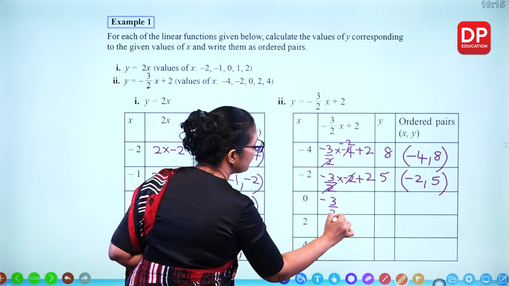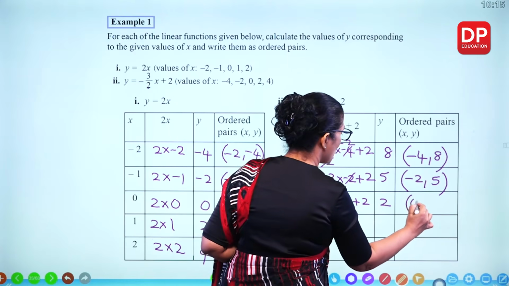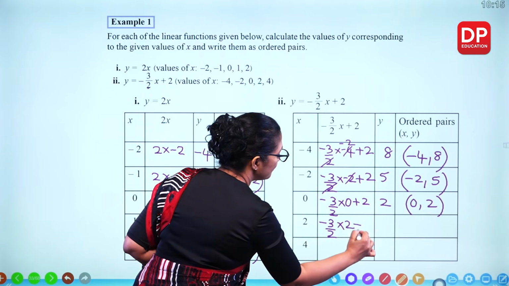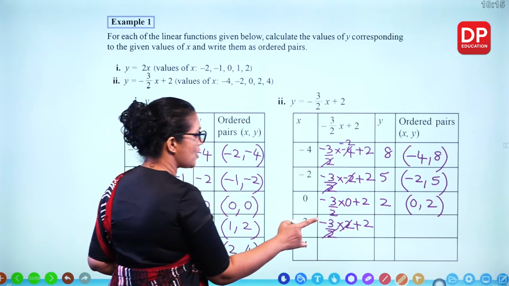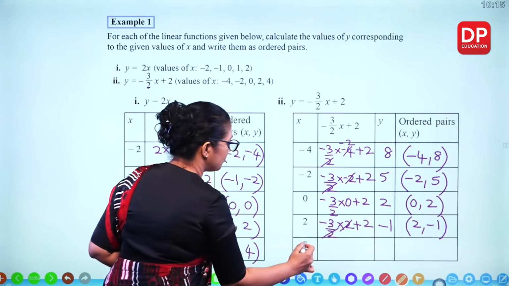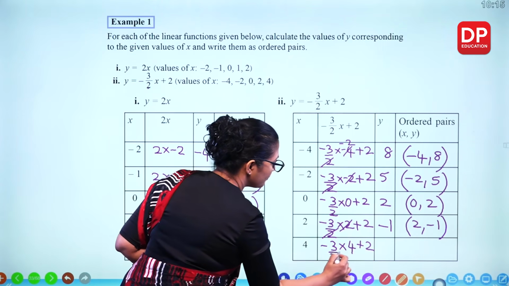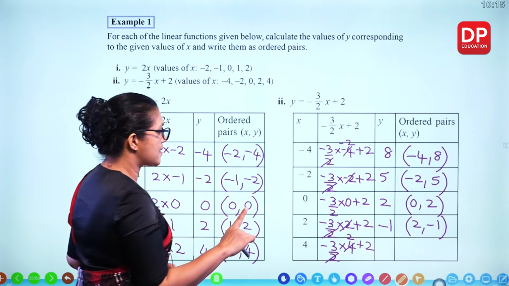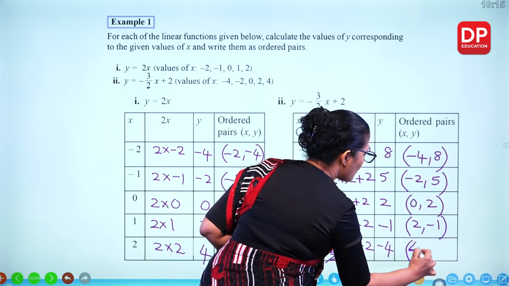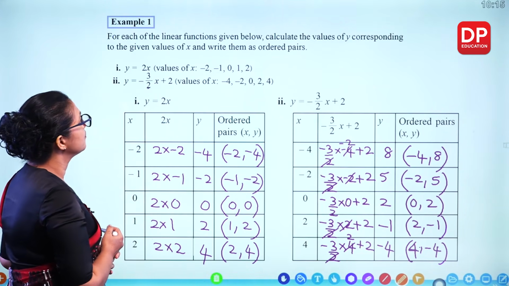Substitute 0. So, this is 0 plus 2, 2. Substitute 2 there. Minus 3 plus 2, minus 1. Substitute 4. Minus 6 plus 2, minus 4. Plus 4 and minus 4. So these are the ordered pairs.